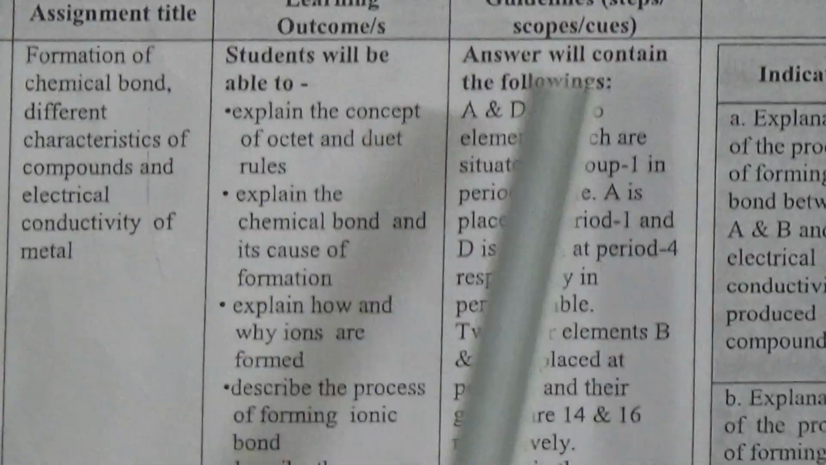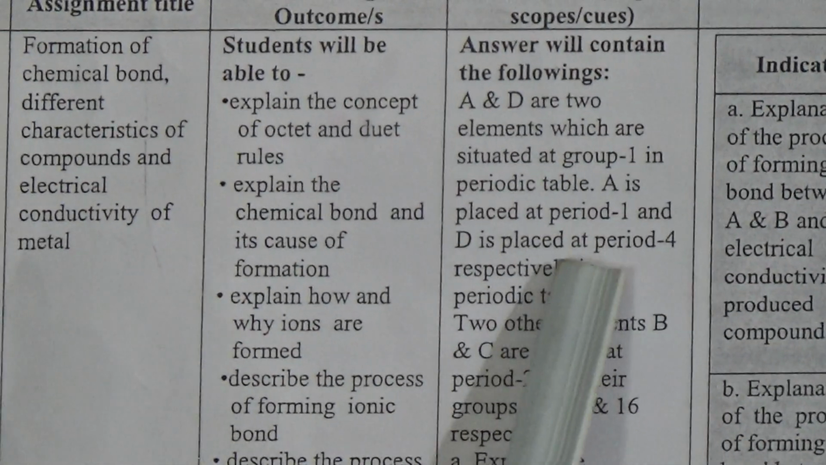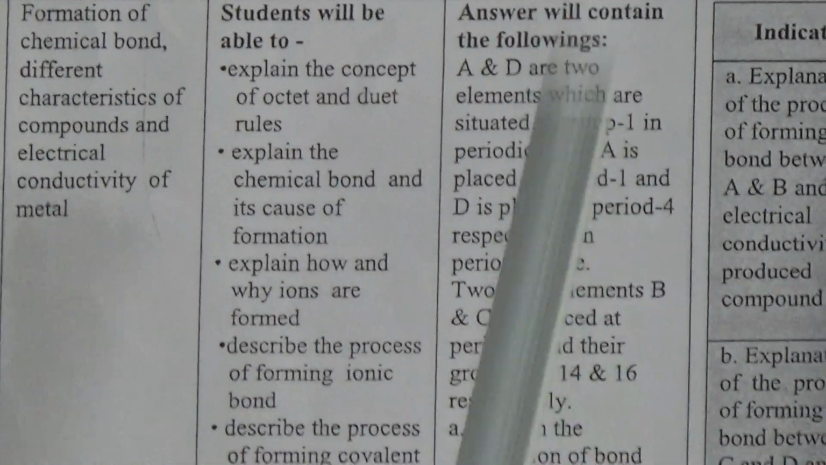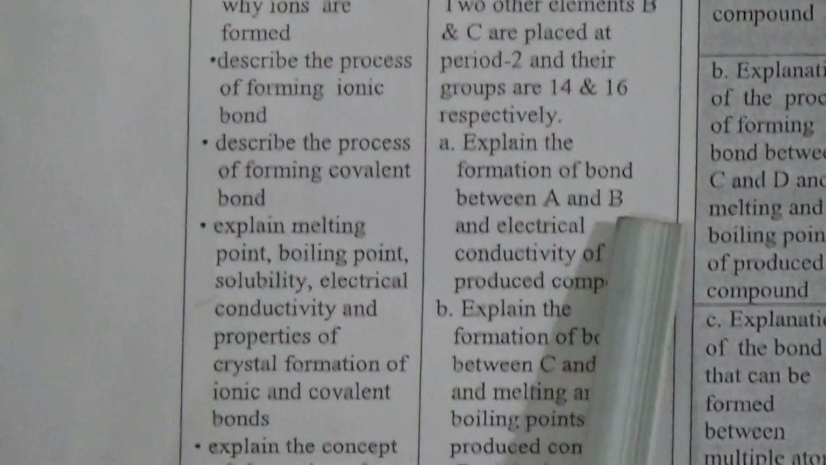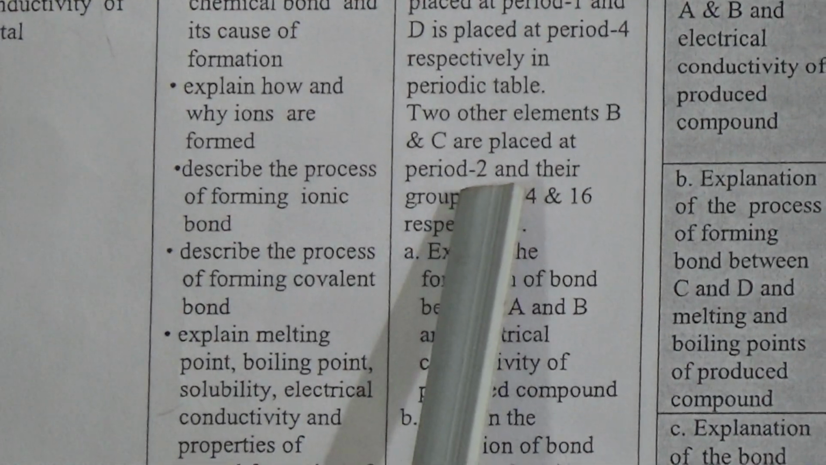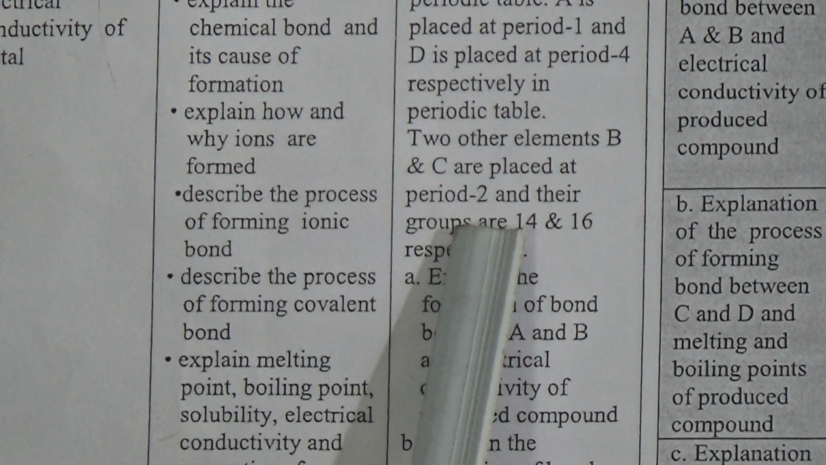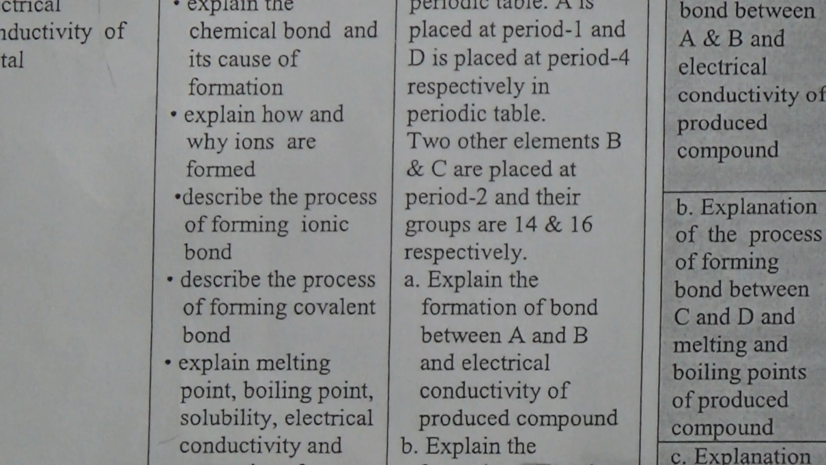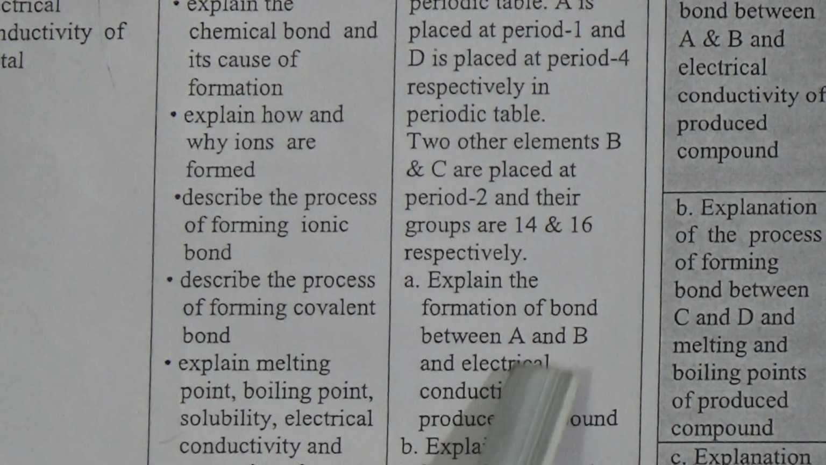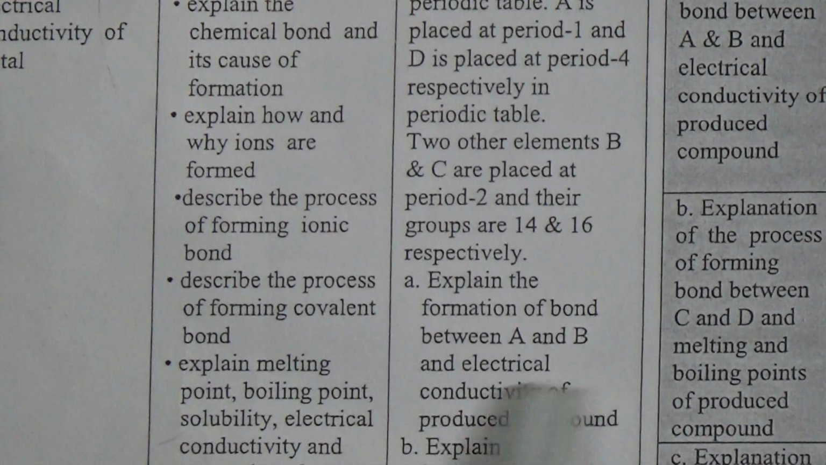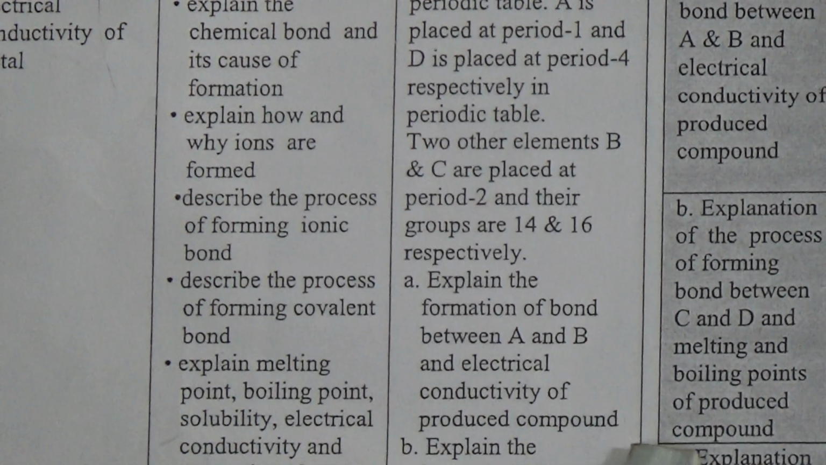A is situated in group 1 and period 1, that means hydrogen, and B is another element placed at period 2 and its group is 14, that means carbon. So A is hydrogen and B is carbon, and we also have to explain the electrical conductivity of the produced compound.